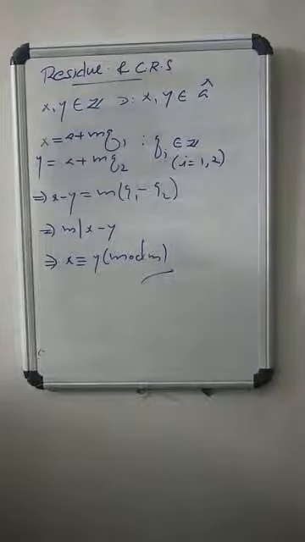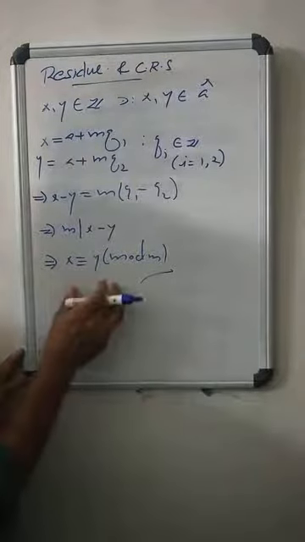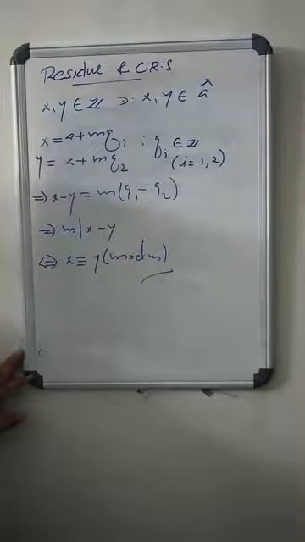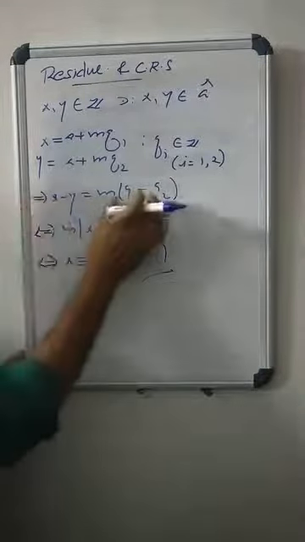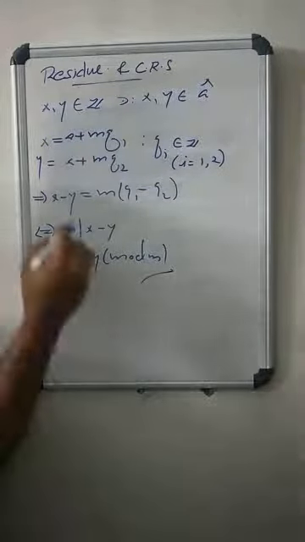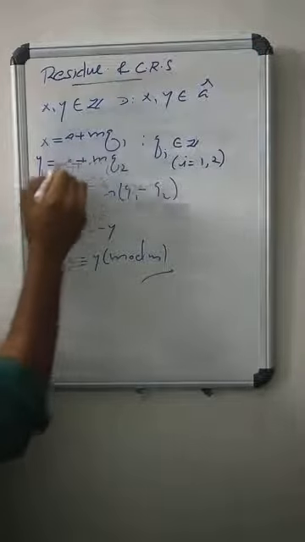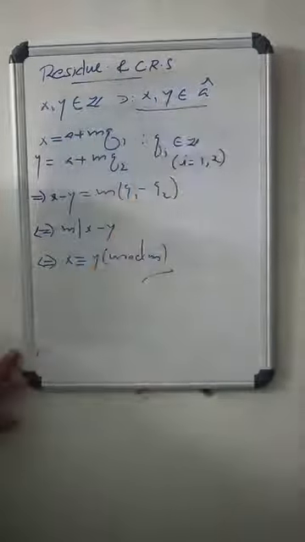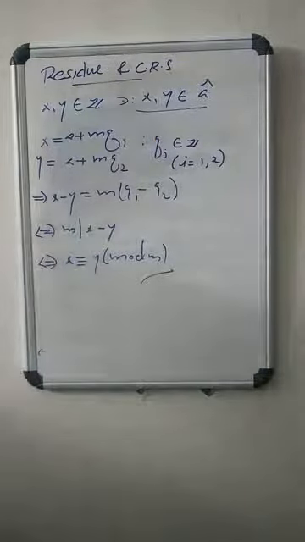Agree? So, for the reverse implication, when x is congruent to y mod m, that should imply m divides x minus y. m divides x minus y means x minus y is a multiple of m. It is m times (q1 minus q2). So clearly x equals a plus m q1 and y equals a plus m q2. Clearly x and y fall in the same residue class. So if any two integers x and y are present in the same residue class, then x is congruent to y mod m for the fixed modulus m. Agreed?